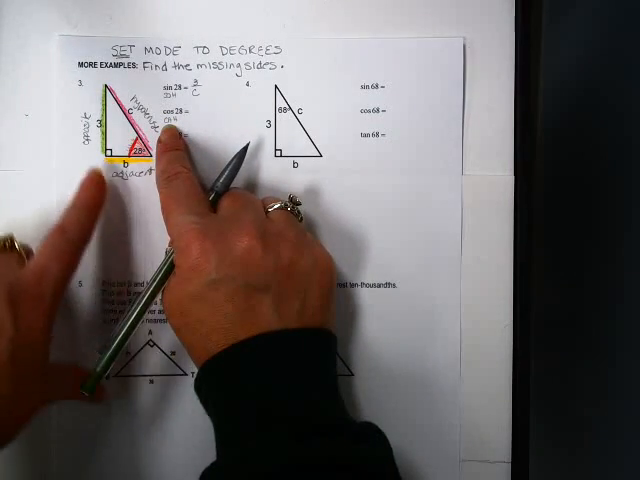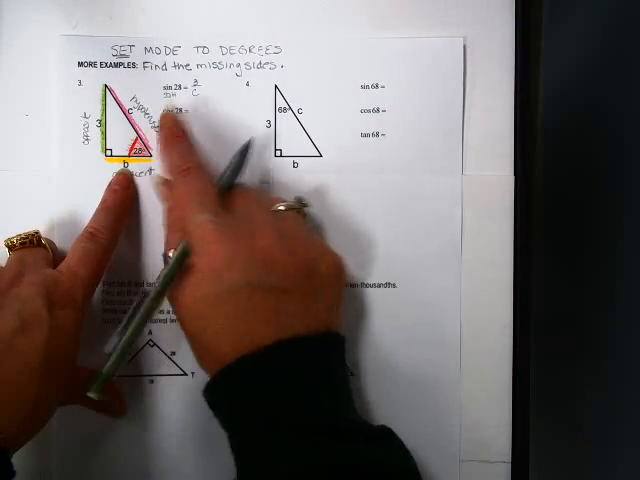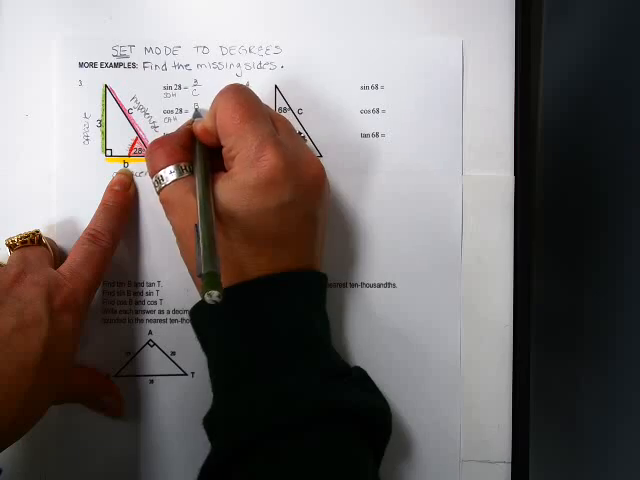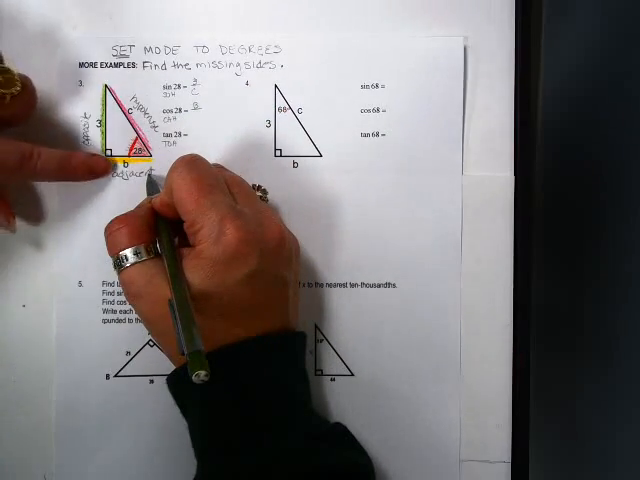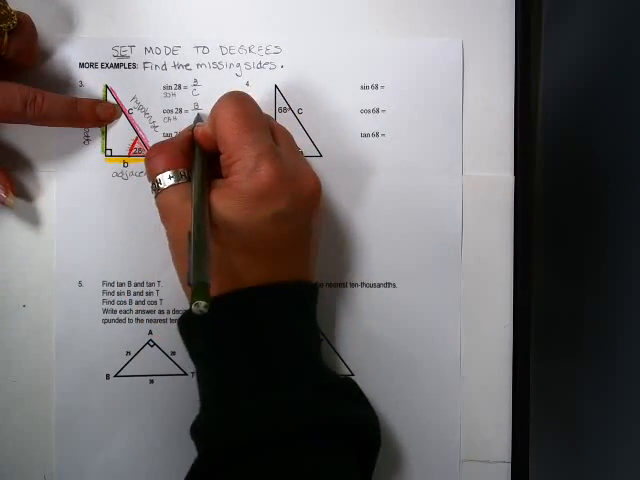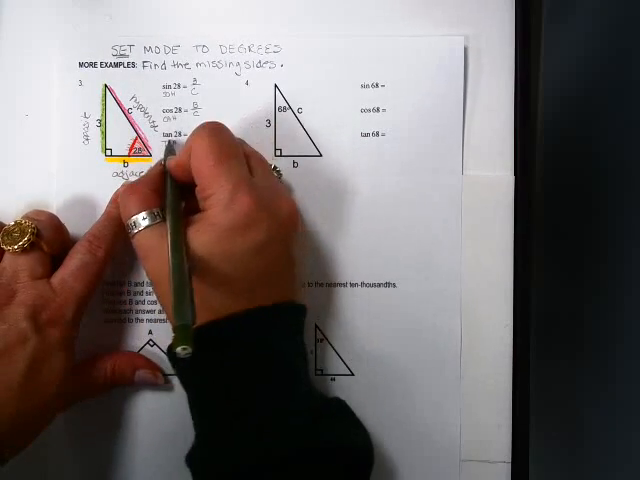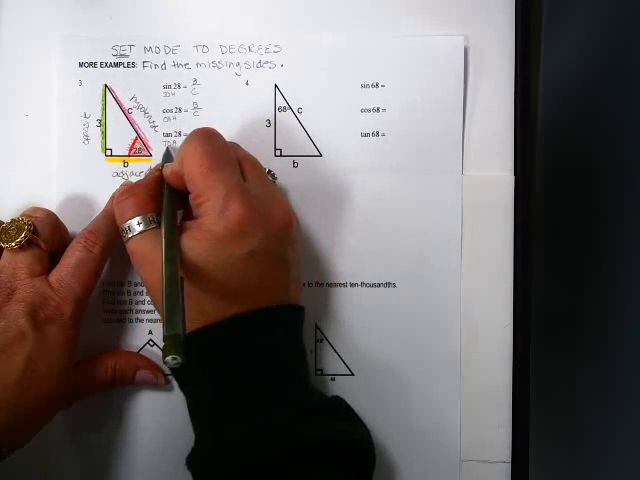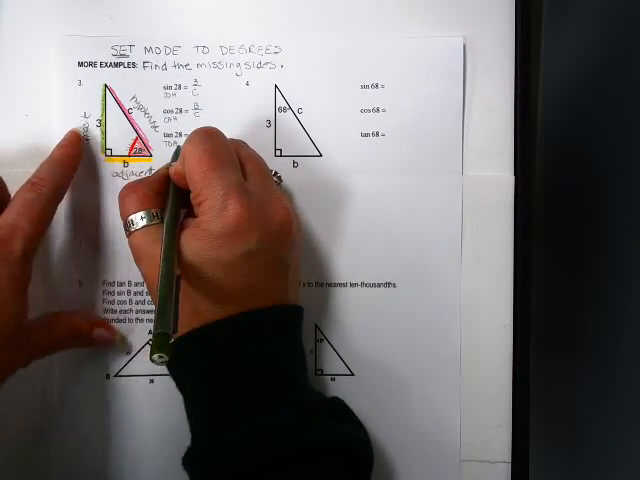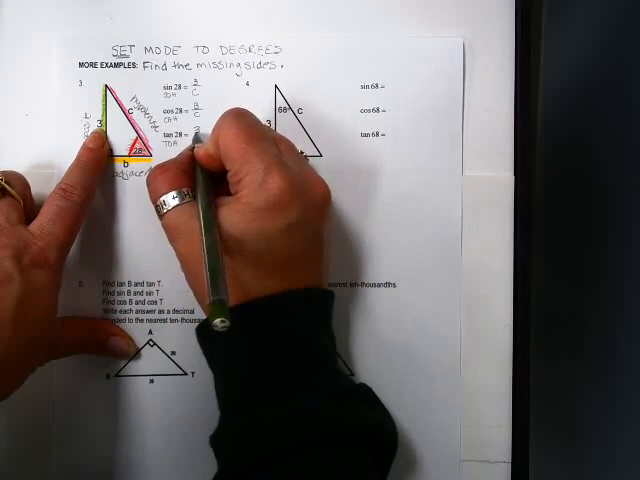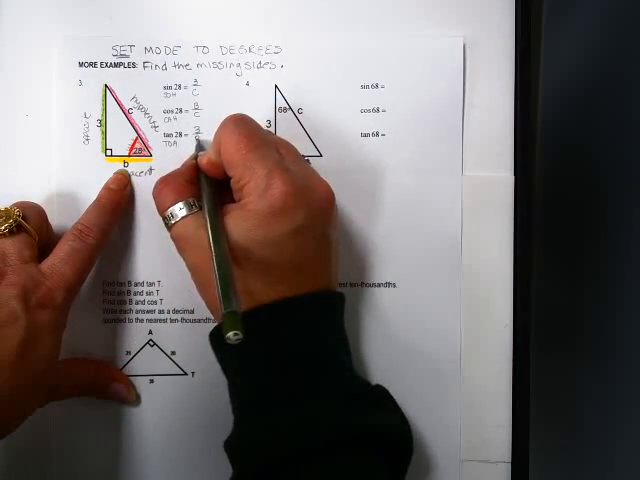Cosine 28 is going to be the adjacent, which is B, over the hypotenuse, which is C. And tangent 28 is TOA, opposite and adjacent, opposite 3 over adjacent B.